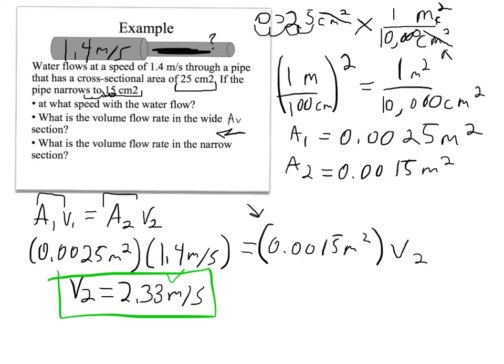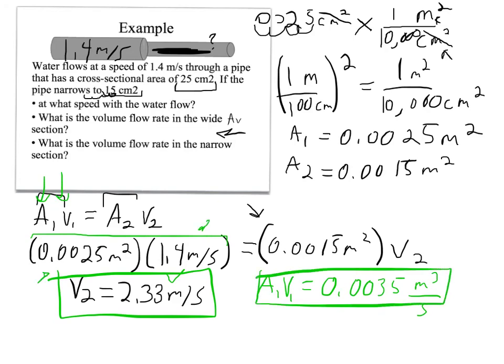Next question, what's the volume flow rate in the wide section? Well, I've already done that. Look, it's right here. 0.0025 times 1.4 meters per second, because AV is volume flow rate, so 0.0025 times 1.4 is 0.0035. So that means the first volume flow rate is 0.0035 meters cubed per second. And so that's just doing area 1 times velocity 1, these two numbers here.